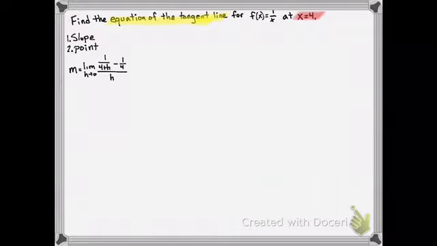The way that I'm going to deal with this is I'm going to multiply both the numerator and denominator by both denominators. So I'm going to multiply the numerator by 4 times 4 plus h. And I'll multiply the denominator by 4 times 4 plus h. So let's see what happens when we do that.